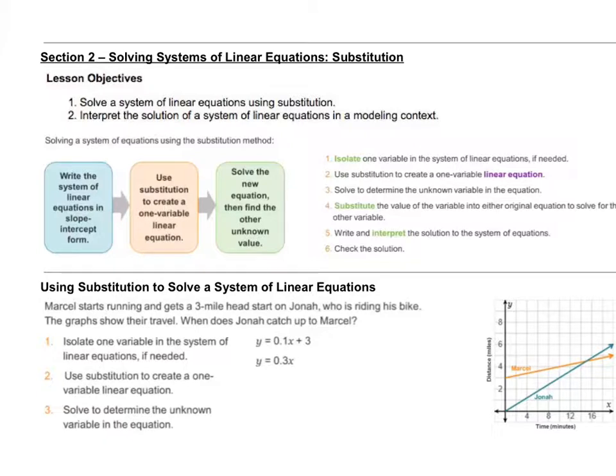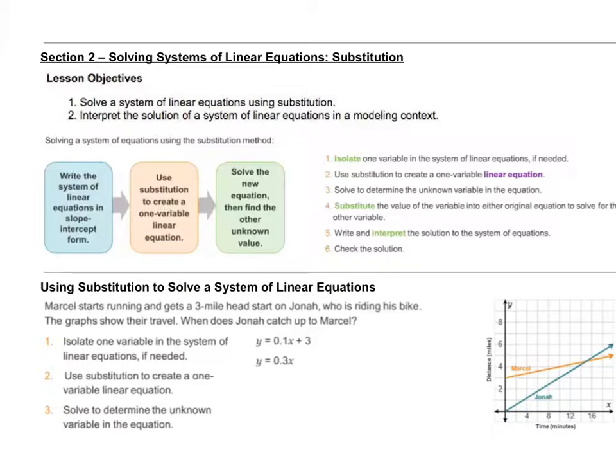So, here's what we've got. When we solve a system of linear equations, usually we want to write the system of linear equations in slope-intercept form. We want to use substitution to create a one-variable linear equation. And then we want to solve the new equation and then find the other unknown value. So we've got these steps here where we want to isolate one variable, create a one-variable linear equation, solve to determine the unknown variable in the equation, and then substitute the value of the variable into the other equation to solve for the other variable, interpret the solution, then we want to be able to check the solution.